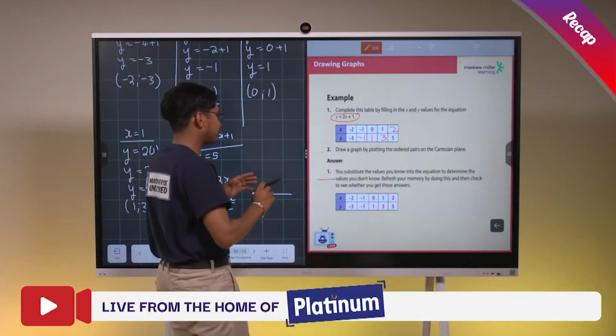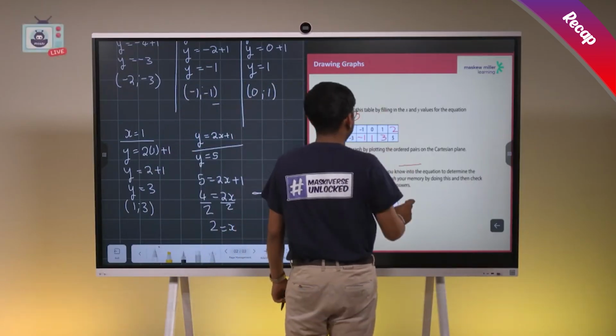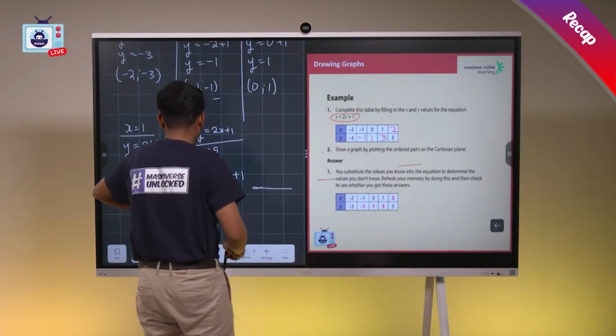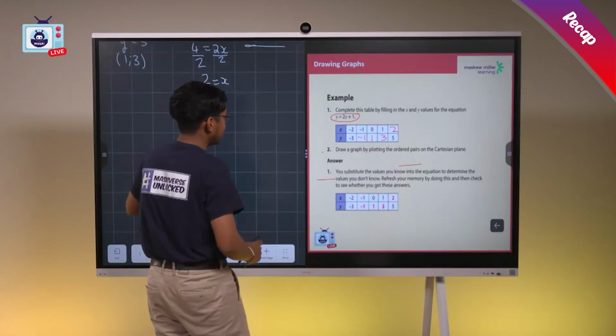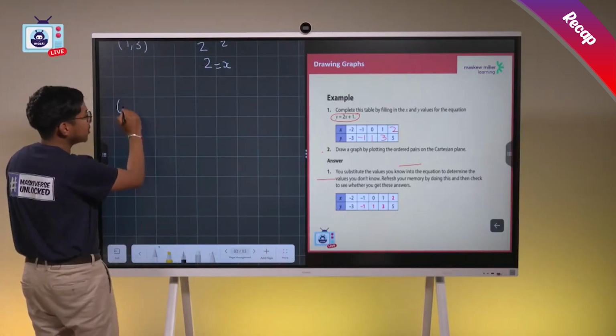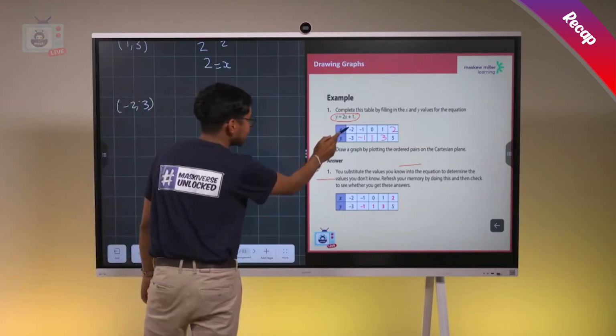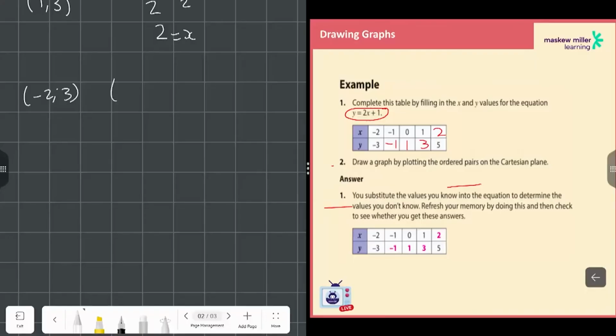All right, so I'm going to do the following, right? I'm going to go to the next slide, and I'm going to show you exactly what they have done. Right? So I'm going to draw it here so we can see both. So my first point is negative 2 and negative 3. Can you see here? Where x is negative 2, y is negative 3. And then I have negative 1 and negative 1. And then I have 0 and 1, and then I have 1 and 3, and then I have 2 and 5.